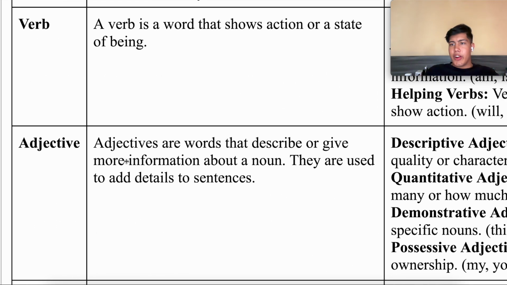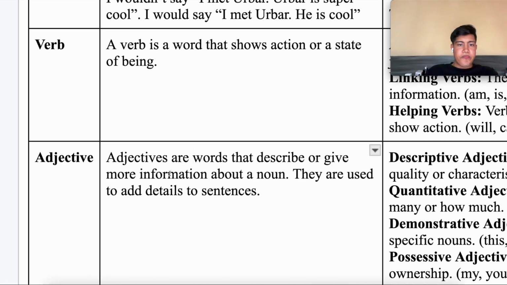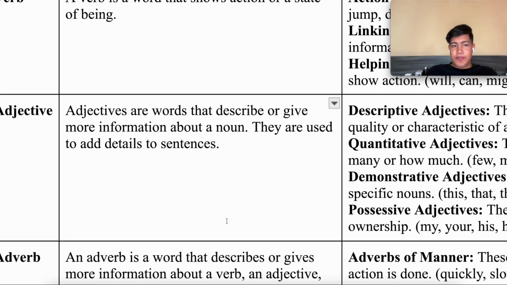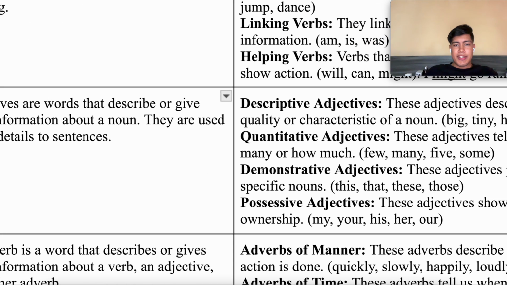But you're not writing right now. For example, I can write. It doesn't mean that you are writing at the moment. Now, the second to last one are adjectives. Adjectives are words that describe or give more information about a noun. They're used to add details to sentences.